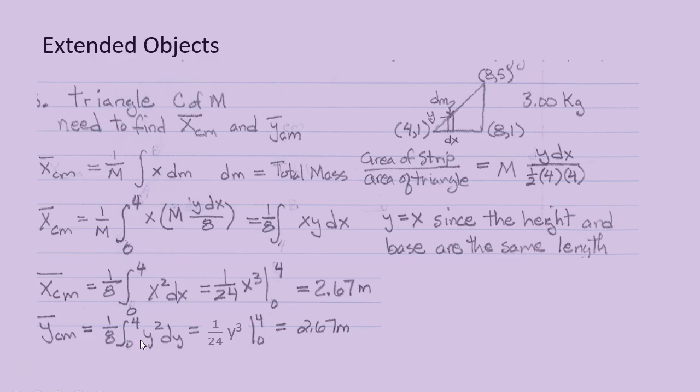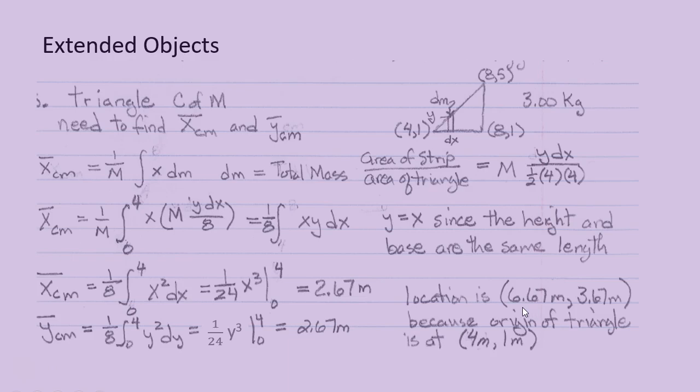We're going to go through a similar process. Because the sides are the same length, we're going to wind up with exactly the same number. If the sides were not the same length, then we're still going to follow the same process, but our integral and our final evaluation is not going to be exactly the same. In this case it is, and we have the location of the center of mass for this triangle is 6.67 meters, 3.67 meters. It's not 2.67, 2.67 because this point is not at the origin. This point is at 4,1, so we had to add the 2.67 to that starting coordinate to come up with our center of mass.